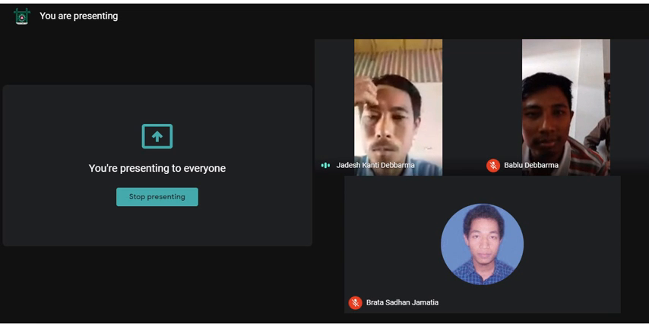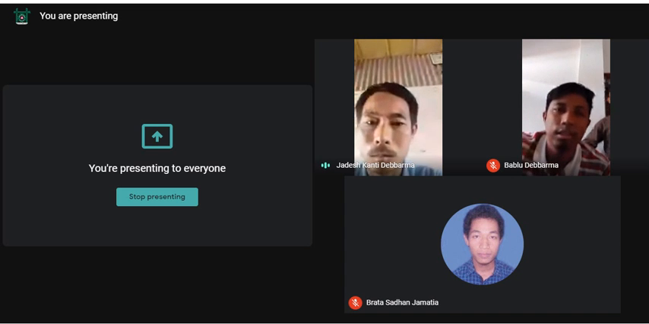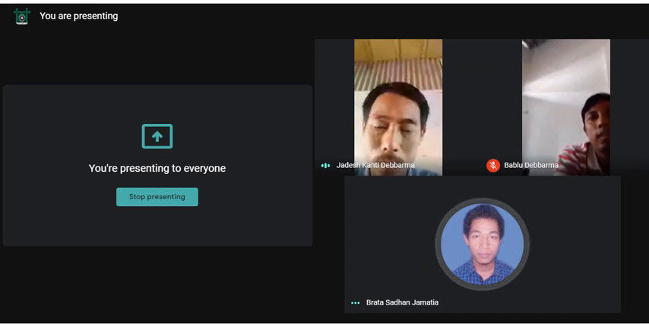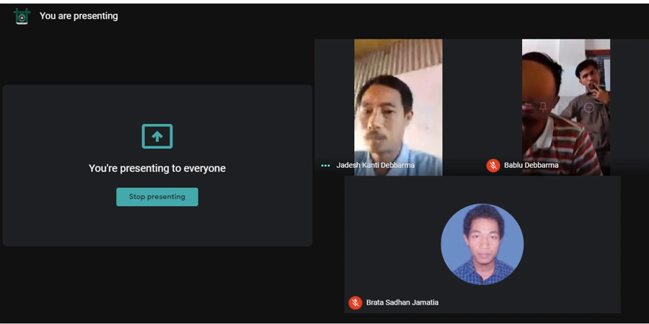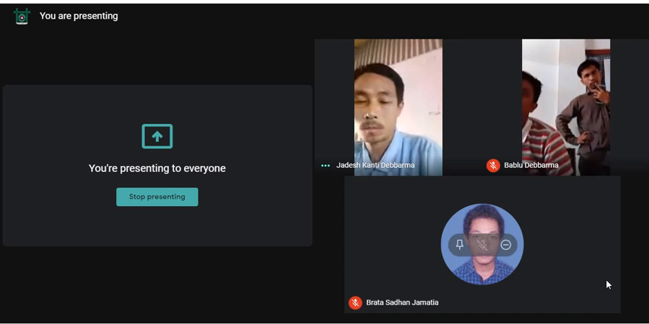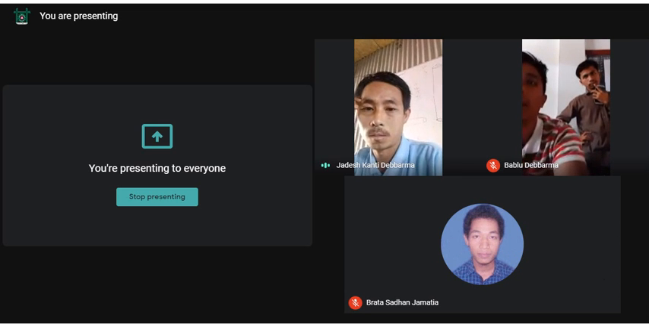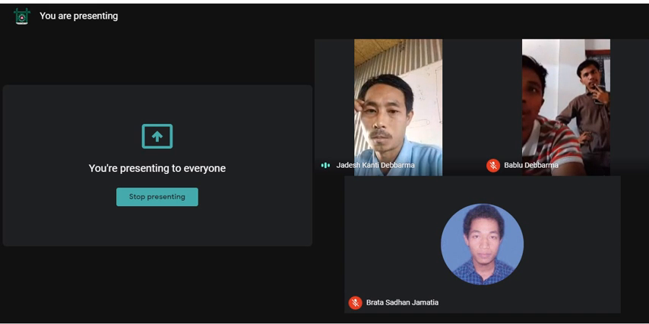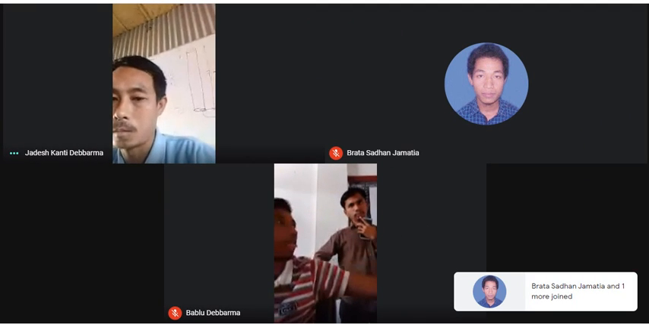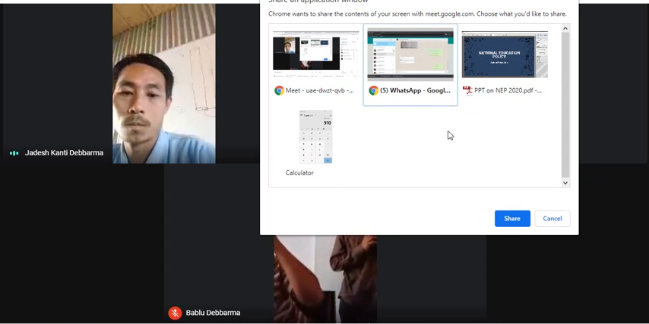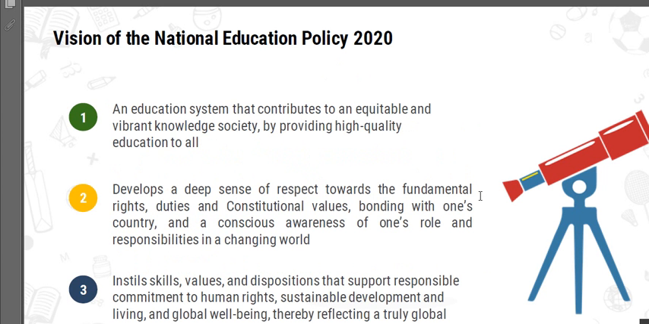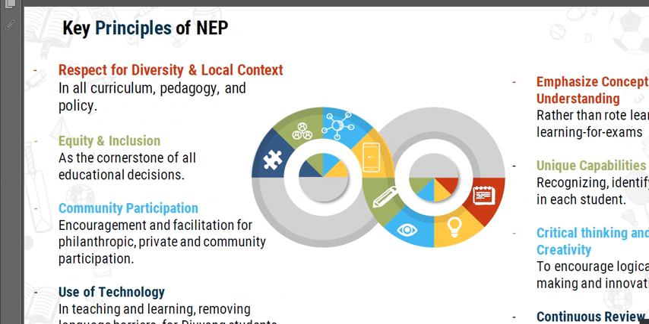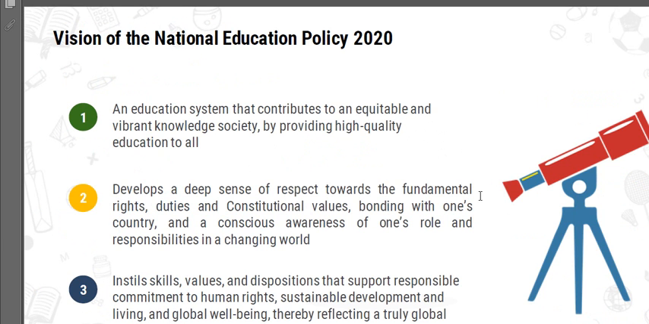Our next point is the vision of the National Education Policy 2020. An education system that contributes to an equitable and vibrant knowledge society by providing high quality education to all, develops a deep sense of respect towards the fundamental rights, duties, and constitutional values, bonding with one's country and a conscious awareness of one's role and responsibilities in a changing world. Instills skills, values, and dispositions that support responsible commitment to human rights, sustainable development, and living and global well-being, thereby reflecting a truly global citizen.